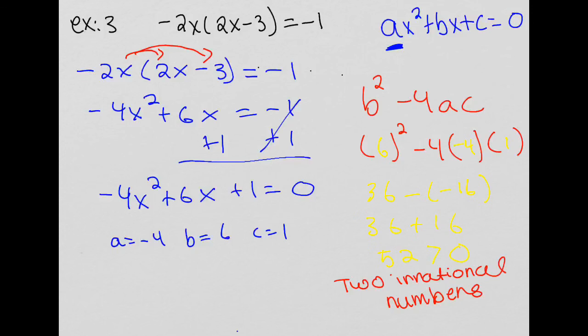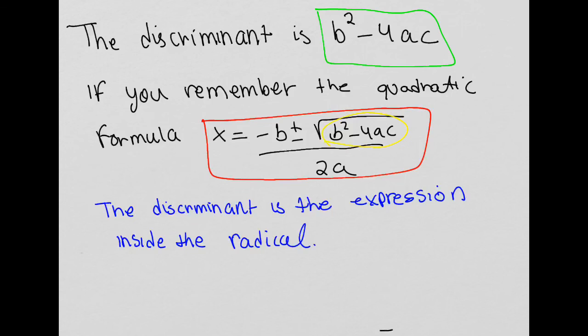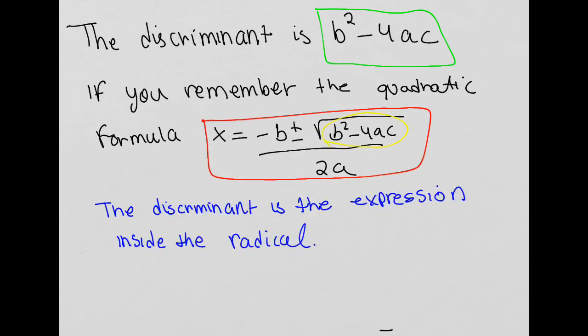Okay, and I think that's it for these examples for the discriminant. So in this lesson, you learned how to use the discriminant to determine the number and types of solutions you will have for a quadratic equation. And again, the expression to determine the discriminant is this, and this comes from the inside of the quadratic formula.